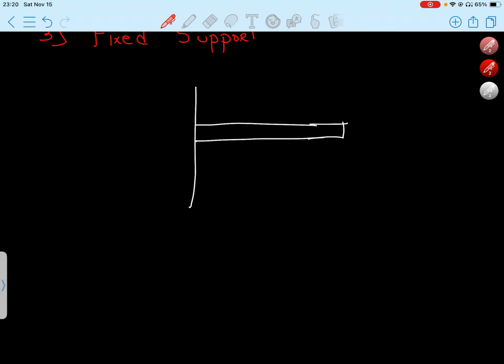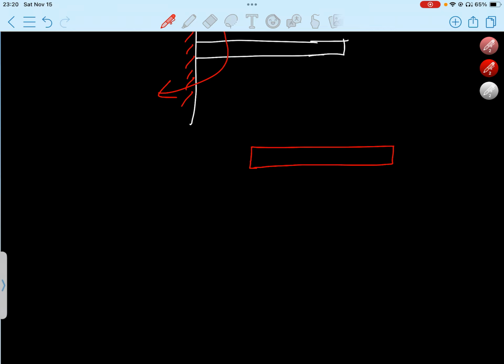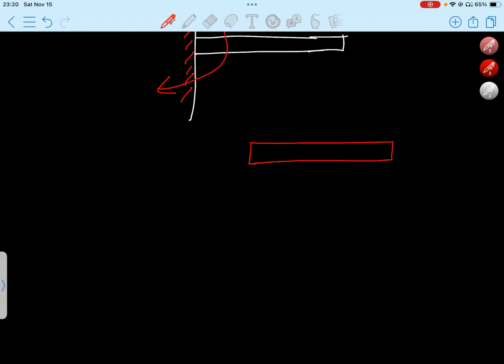It's basically depicted by this wall. Now, as you can see, this wall would not allow horizontal translation of this rod, neither the vertical translation of this rod, nor the rotation of this rod. So, to stop a movement, we'd have to use a reaction force.